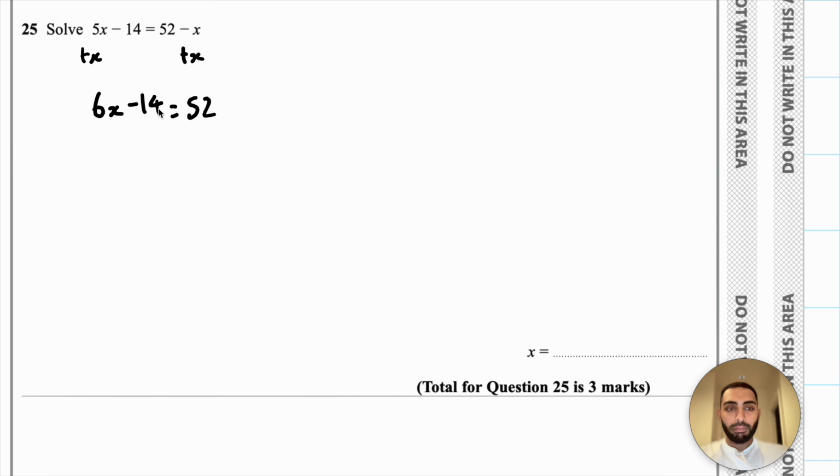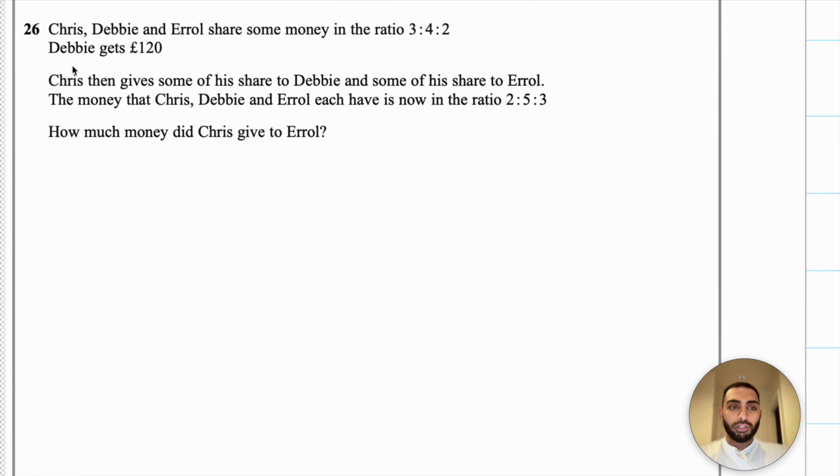I need to move this minus 14 over to the other side, so I'm going to add 14 to both sides. 6x is equal to 52 add 14, which is 66. And x is being multiplied by 6, so we divide by 6, and x would be equal to 11. You can check this. If you substitute it back in, you would get the same on both sides. So x is 11. Question 26.